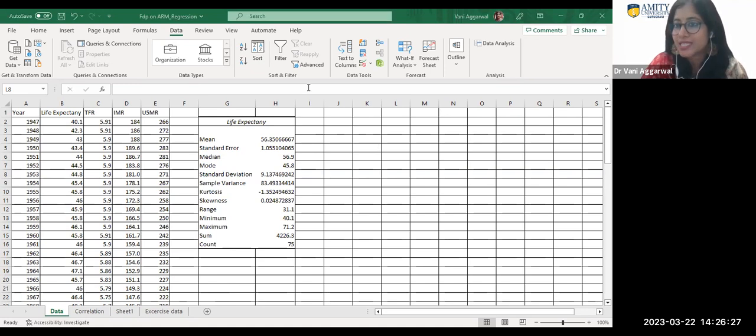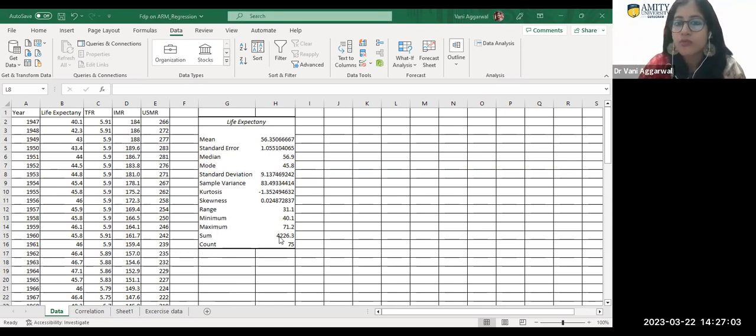Okay, like this you do the interpretation. Then you should know what you mean by median, what you mean by skewness, or the minimum and maximum value. Minimum value is the minimum life expectancy for the duration of 1947 to 2021, which is 40 years. Similarly, 71.2, so 71 years is your maximum life expectancy during this period in India.